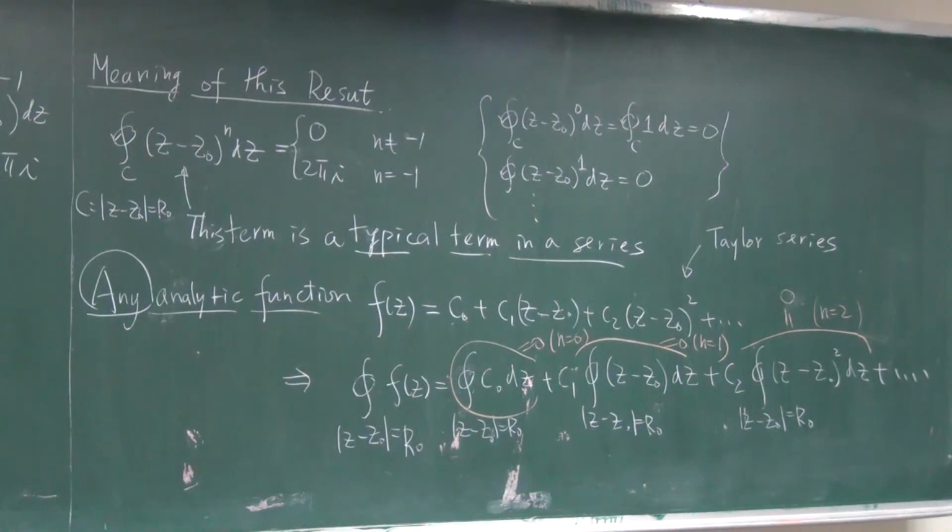Let us look at here. What is the meaning of the result? We have the integration of this term equals 0 or 2 pi I depending on n. What does it mean? It means that if n equals 0, this is equal to 1. We are integrating 1. The result is 0. If n equals 1, we are integrating this linear term. The result is also 0, and so on.